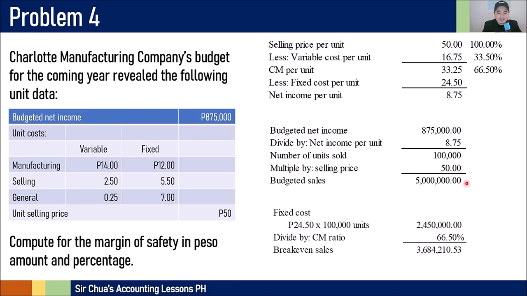Now, your average fixed cost is 24.5 when you sold 100,000 units, since it is expressed per unit. So, that's the only thing that we can do. You multiply them. So, your total fixed cost is 2,450,000 and then you divide it by the CM ratio of 66.5%. Your break-even sales is 3,684,210. What is this equation? I just got the break-even point: fixed cost divided by CM ratio. Break-even point in peso sales is 3,684,210.53.